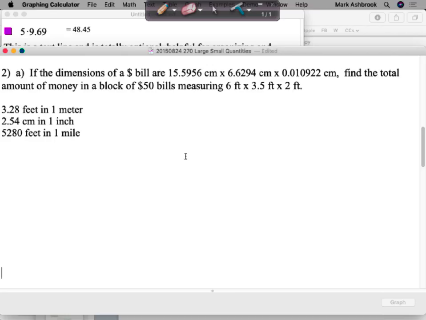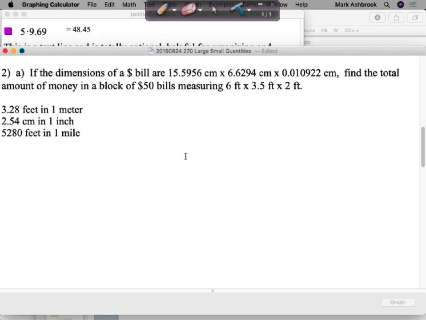I've got this one here. The dimensions of a dollar bill are 15.5956 centimeters by blah, blah, blah centimeters by blah, blah, blah centimeters. That's the thickness, 0.010922. Find the total amount of money in a block of $50 bills measuring 6 foot by 3.5 feet by 2 feet. Think that's a lot of money? I'll take it. Sounds pretty good to me.